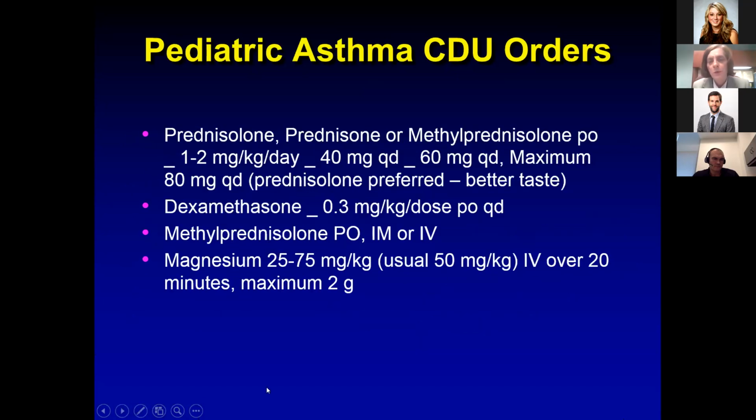Prednisolone, prednisone, or methylprednisolone, most of the time you don't need IVs for kids with asthma. You can get away with oral medications, and so that's probably preferred. Would recommend prednisolone because it's a better taste. You could also give dexamethasone, PO. But remember, if you need to have an IV, methylprednisolone is the one you give either orally, IM, or IV. And sometimes in CDU, we do give MAG, and that dosage is 50 mg per kg. And of course, as with adults, the max is 2 grams usually.